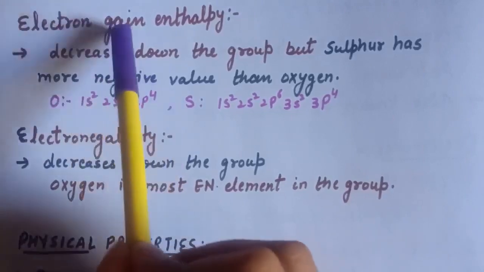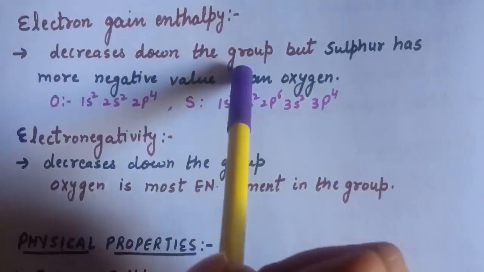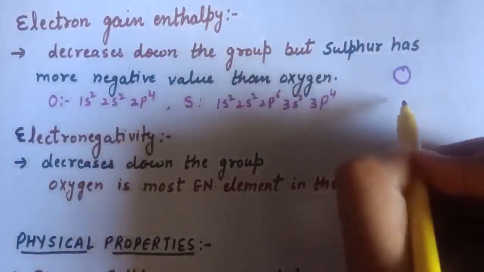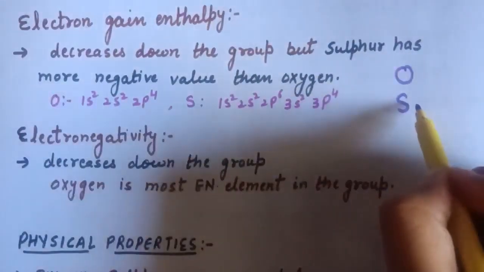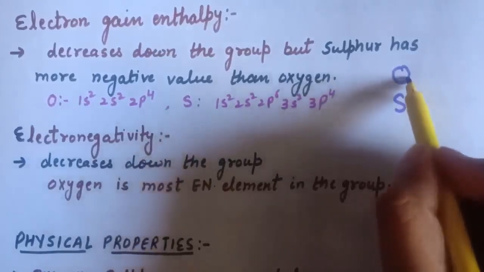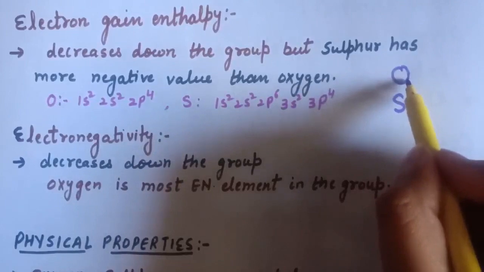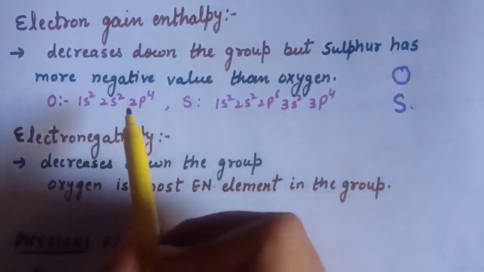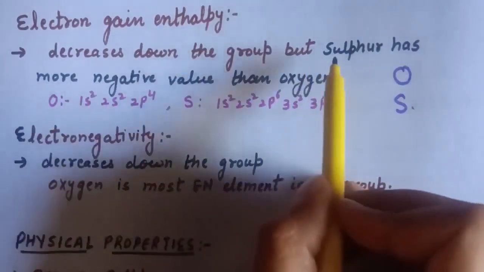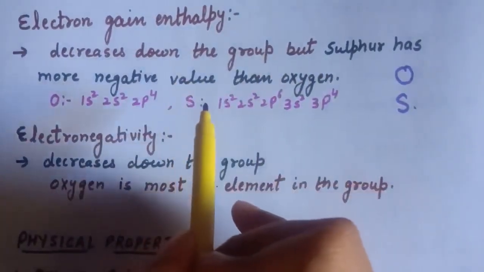So the trend of electron gain enthalpy is that it decreases down the group, but when we compare oxygen and sulfur, sulfur has a more negative value as compared to oxygen. The reason is that because of the small size of oxygen, it is difficult to add an electron in oxygen. Because of the small size of oxygen, the additional electron will experience repulsion in the 2p orbital, and that is why it has a less negative value than sulfur. So this is the trend of electron gain enthalpy.